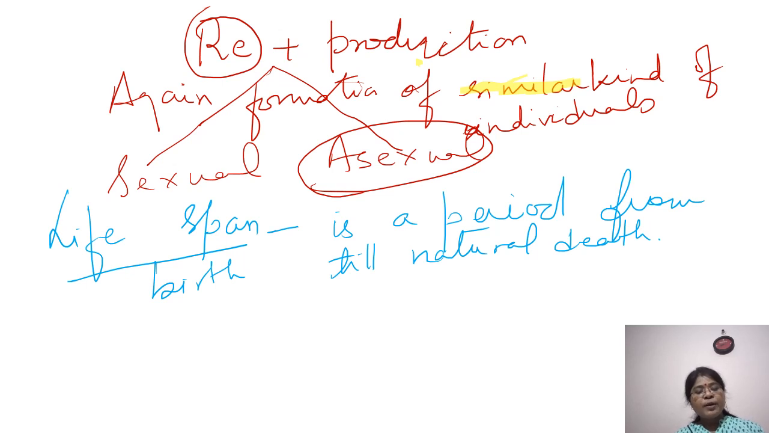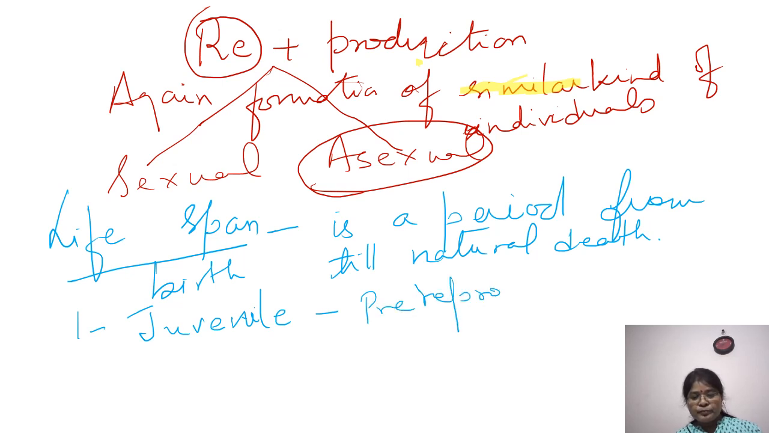Now this lifespan can be divided into four sub phases. What are those four sub phases? First is your juvenile phase, or you can say pre-reproductive phase. In this phase, the young ones, from childhood till adolescence age, that is your juvenile phase. Then secondly is your maturation phase.